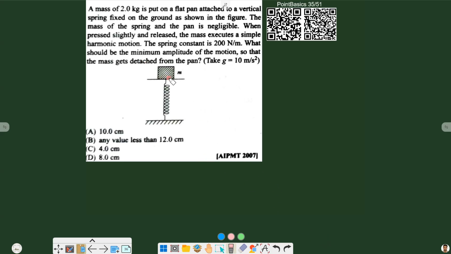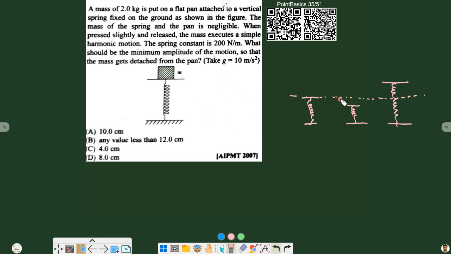Now here, when the spring is oscillating about its mean position, it has different directions of acceleration. Let me show you. Suppose this is the equilibrium position of the spring. Now the spring can be compressed from this position and the spring can be stretched from this position. This is our pan in both situations. This is the mean position.